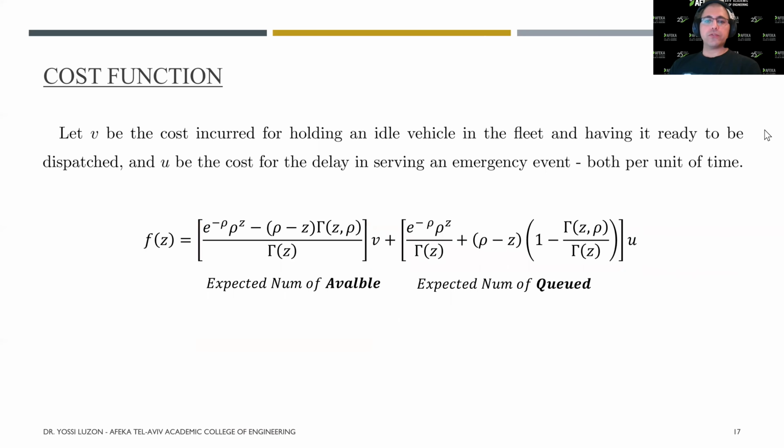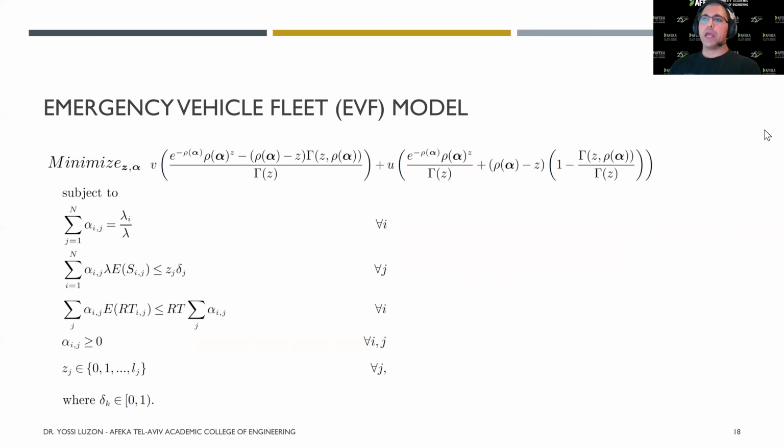And this is the actual expression for the cost function, which is the result of the M/G/infinity queuing model that I presented. I won't get into too many details about the total model that we call EVF, the Emergency Vehicle Fleet Model, because we're short on time, but this is the overall model.